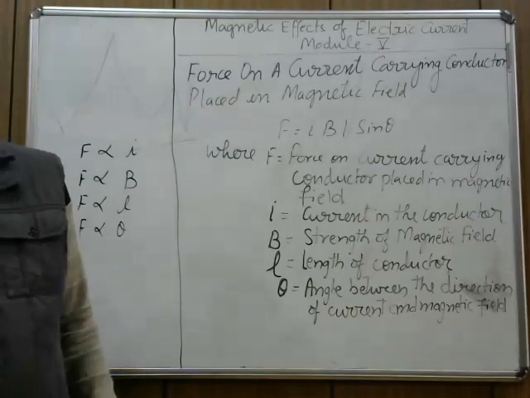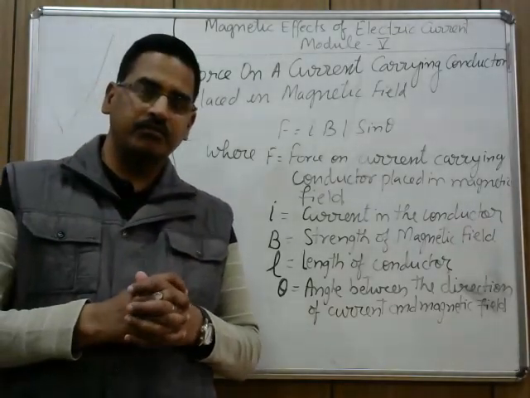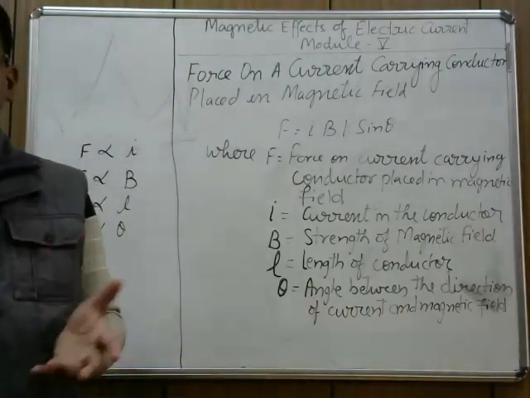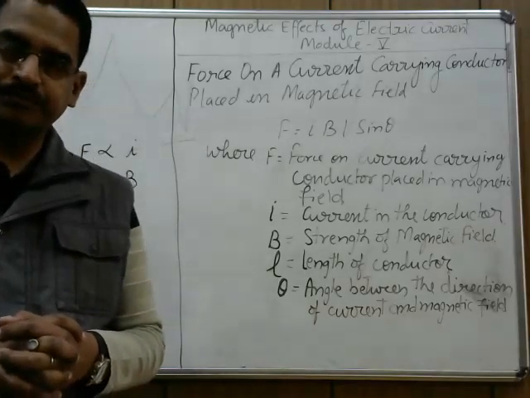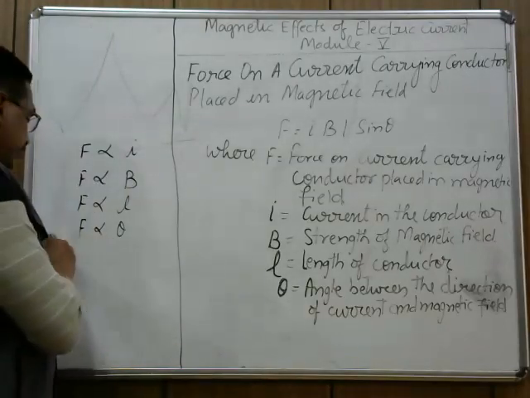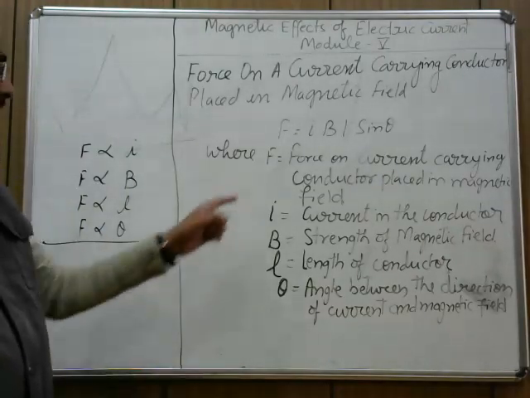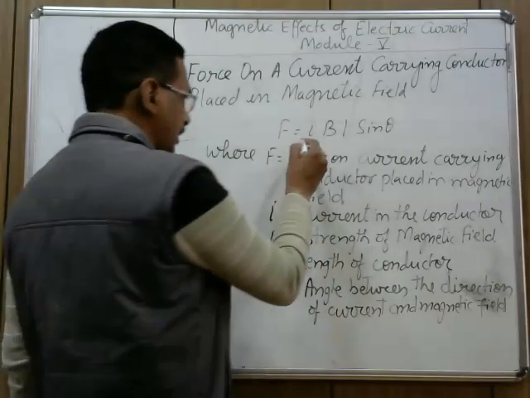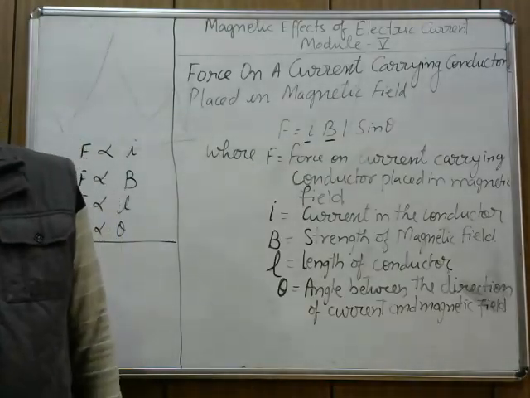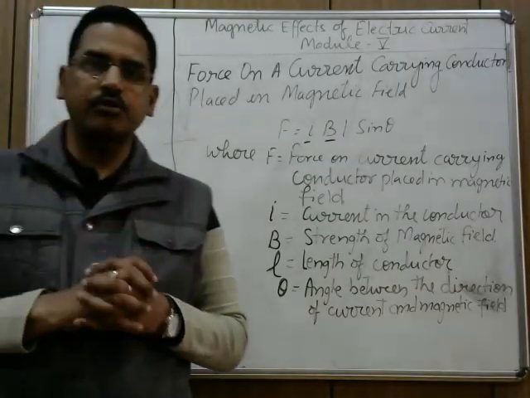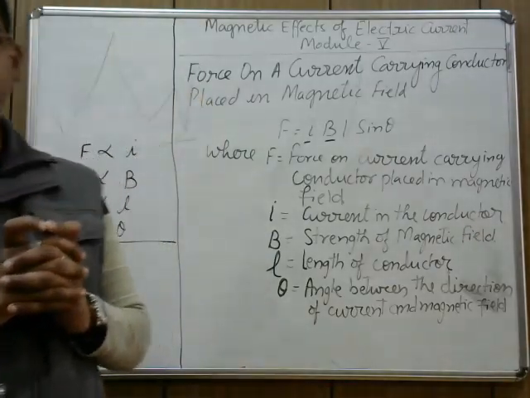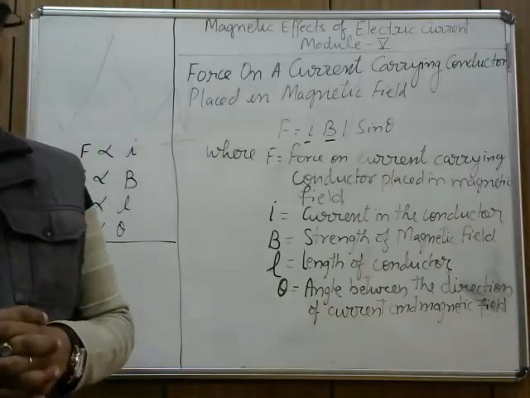Now there is a question, how can we change the direction of force? What are the methods to change the direction of force? So direction of force can be changed either by changing the direction of current or by changing the direction of magnetic field. There are two methods to change the direction of force. Either you change the direction of current or you change the direction of magnetic field.